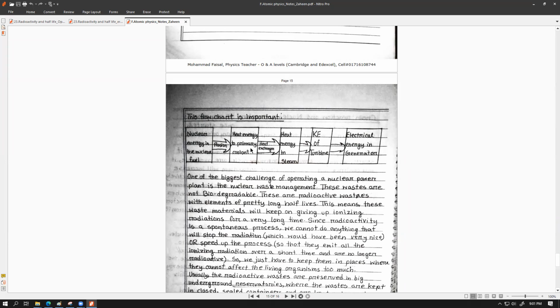Nuclear energy in the nuclear fuel fission, heat energy to primary coolant, heat exchanger, heat energy in steam, kinetic energy of turbine, electrical energy in generator.